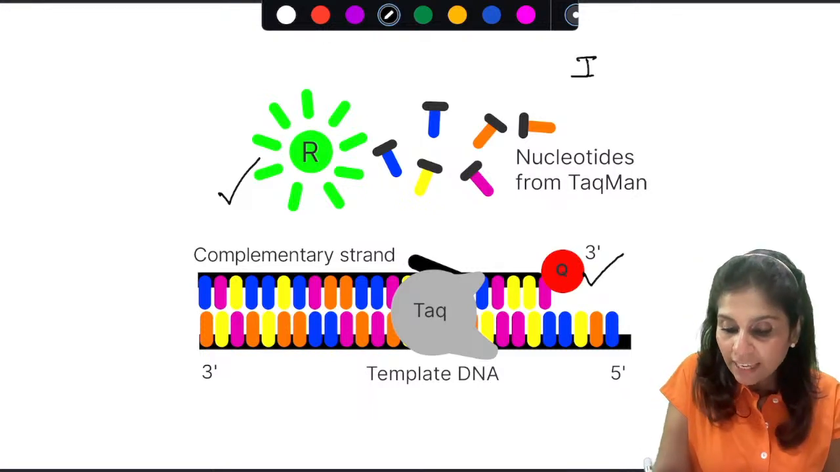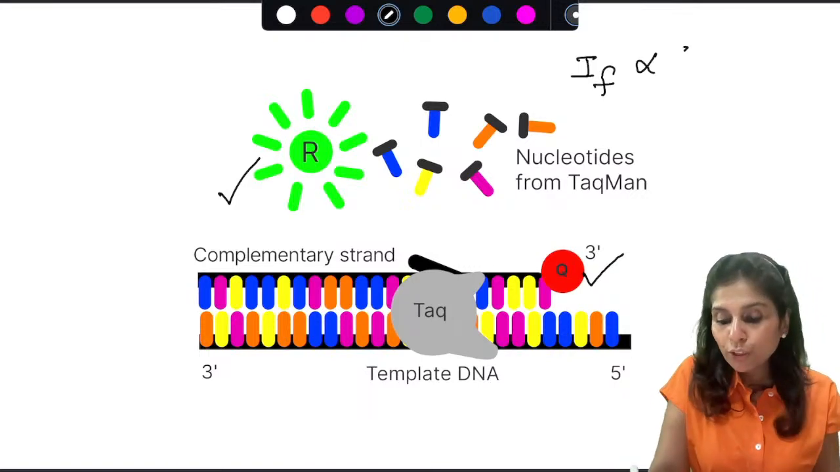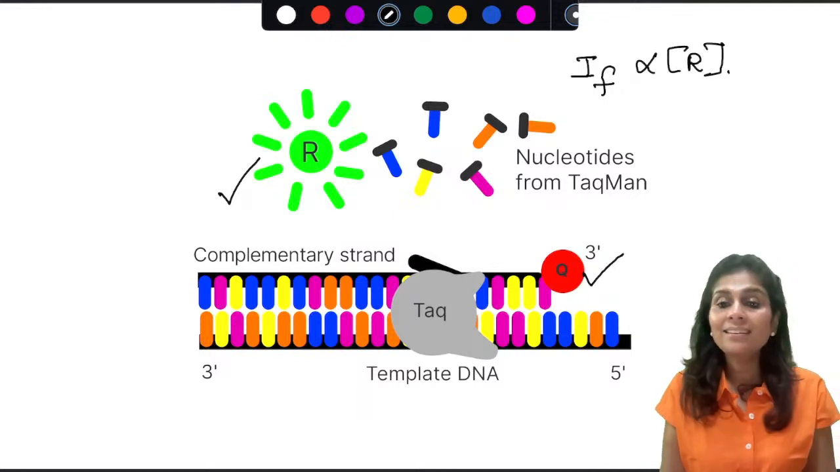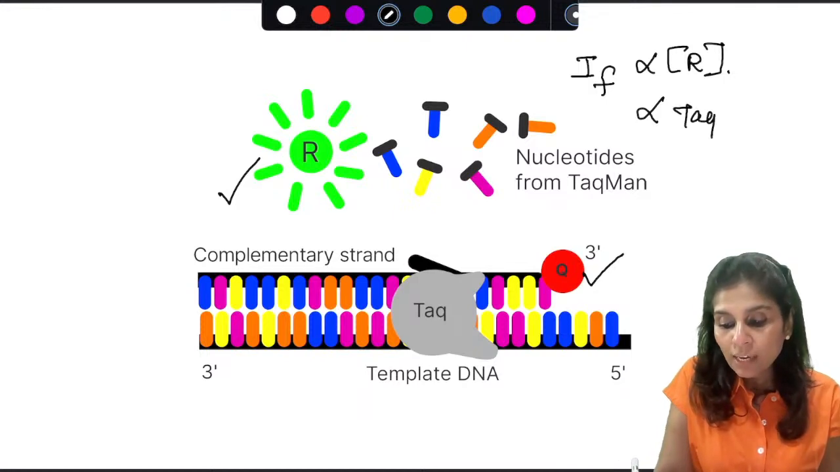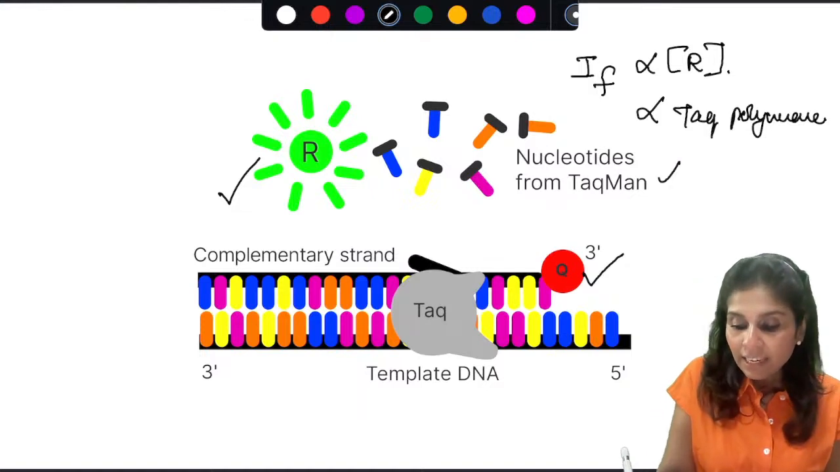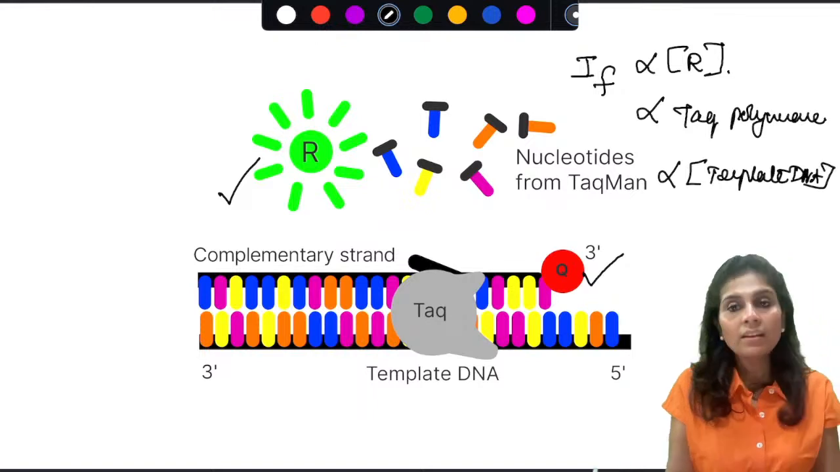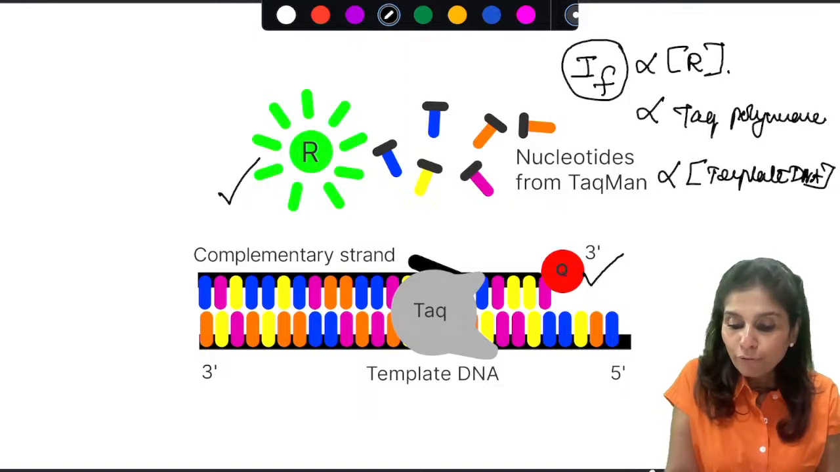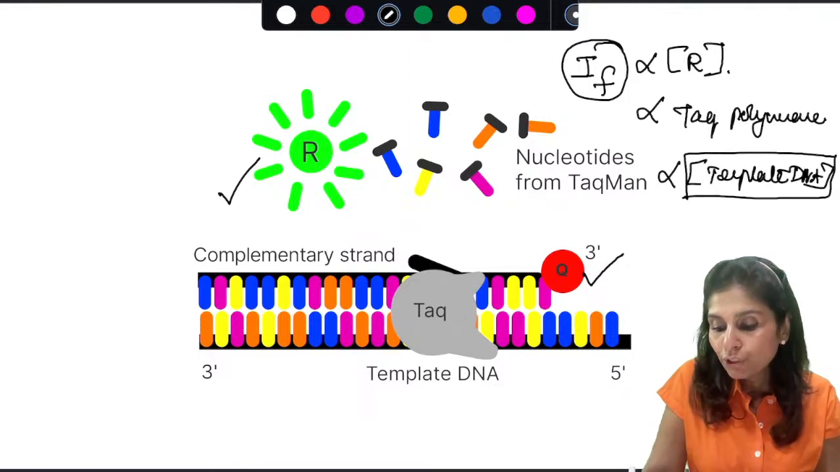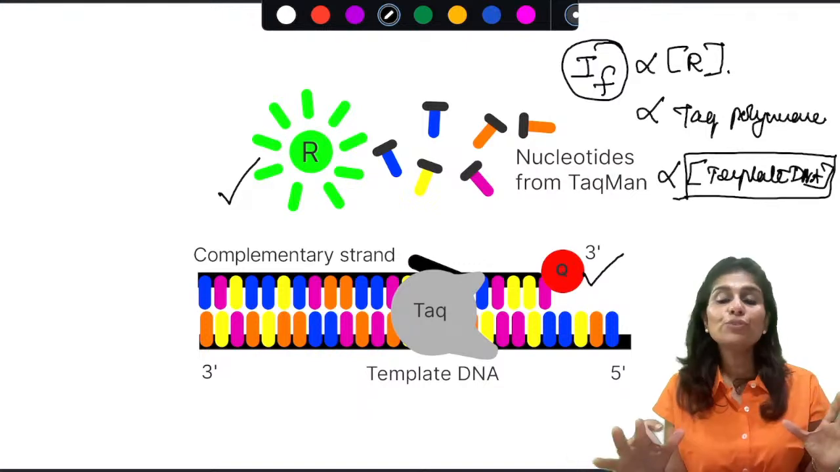So, please watch this carefully. The fluorescence intensity that is measured is directly proportional to number of reporter dyes that are detached. Okay, number of reporter dyes detached is directly proportional to Taq polymerase activity. This Taq polymerase activity is directly proportional to number of template DNA that is present. That is why fluorescence intensity is directly proportional to template DNA that is available. Do you understand this? So this is all about real-time PCR.